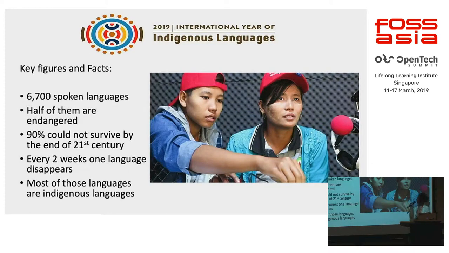Just to give you some figures and facts about indigenous languages. So we have in the world over 6,700 spoken languages. And half of them are in danger. According to UNESCO, we estimate that 90% of those languages could not survive by the end of the 21st century. And every 2 weeks, we have languages that disappear from the world.